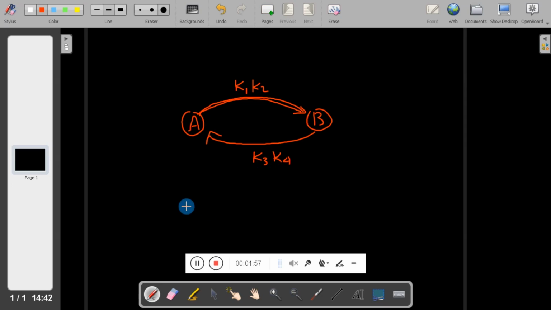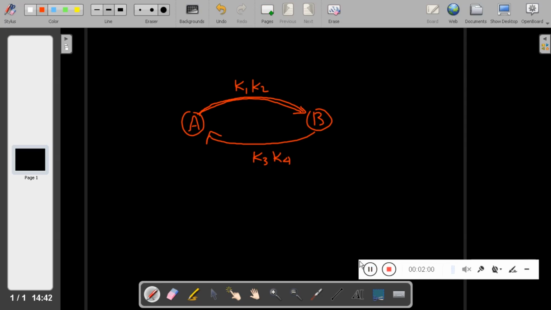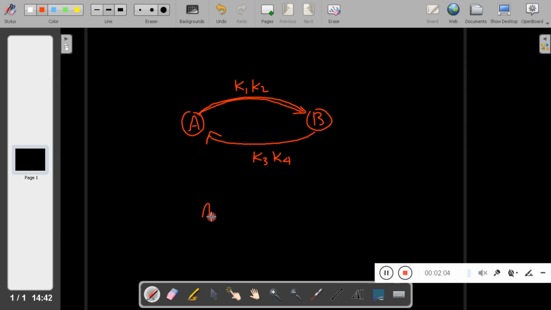This, in another way, I can write. This is the user A. So user A generates two keys. One is called KUA, that is the public key of A, and the other one is called KRA, that is the private key of A. Now user B will generate two keys, that is KUB, the public key of B, and KRB, the private key of B.